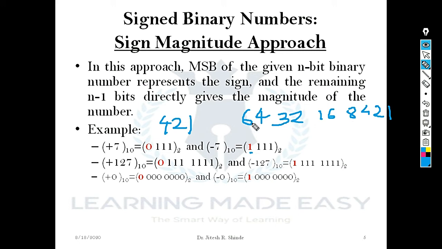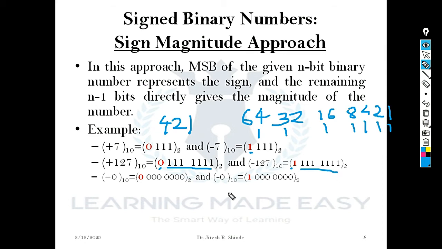Okay, so all the bits 1 means 64 plus 32 plus 16 plus 8 plus 4 plus 2 plus 1 gives the magnitude 127. So this has been placed all ones. The number is positive, so this bit is 0. Minus 127, the number is negative, so the MSB bit is 1. The remaining bits represent the magnitude of the number.